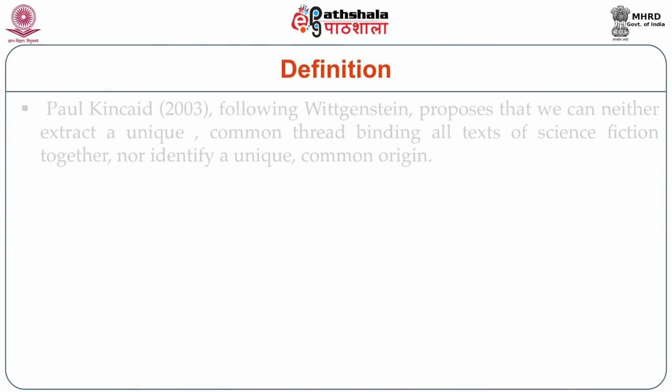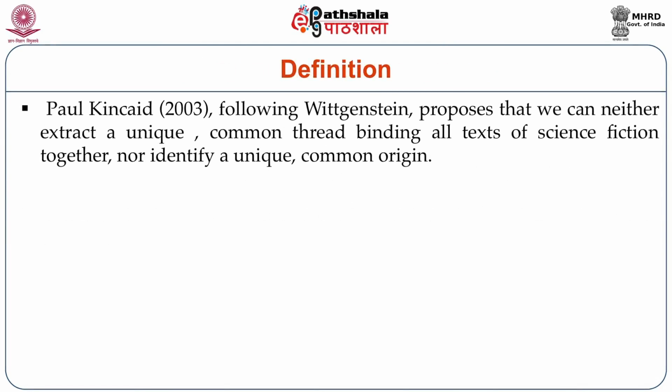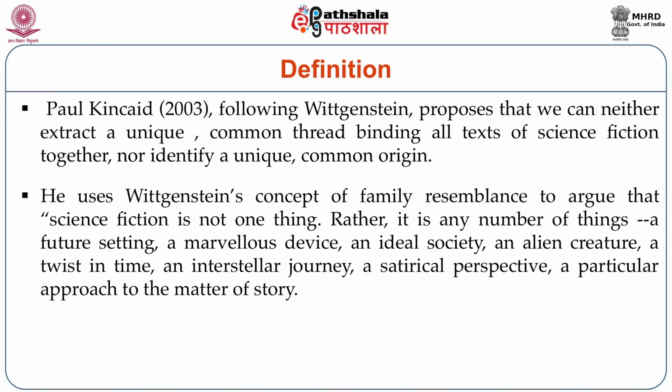When we look at definitions, one definition which has been put forward by Paul Kincaid, who follows Wittgenstein, is to propose that we can neither extract a unique common thread binding all texts of science fiction together, nor identify a unique common origin. While constructing generic definitions is a scholarly necessity, the moment we try to adopt a historical approach to genre, we find that fixing the genre tends to be undermined. Kincaid's argument is based on Wittgenstein's concept of family resemblance.